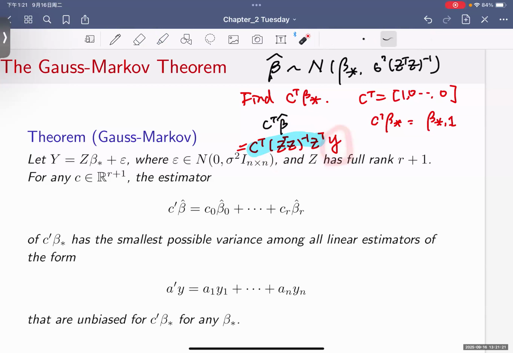Now what we want to show is that for any other linear combination, any other vector A, corresponding to A transpose Y, also as an estimator for C transpose beta star, this one is the best choice. Let me emphasize: C transpose beta hat has the form of a vector times Y. We are wondering whether we can change this part to create another estimator for C transpose beta star, with any arbitrary A. And this one is the best one; A must be chosen in this form to give the best estimator. And what does best mean? How do we set a criterion for the best estimator?